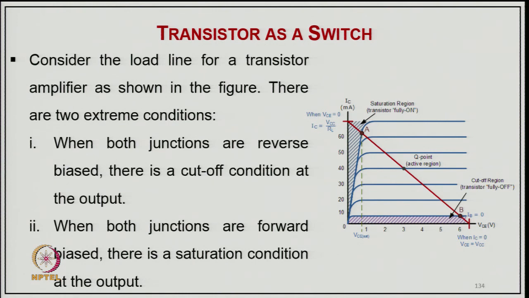So, consider the load line of a transistor amplifier as shown in this, and there are two extreme conditions. When both junctions are reverse biased, there is a cutoff region that corresponds to this, and when both junctions are forward biased, there is saturation, like here.